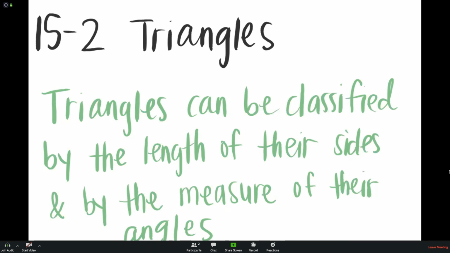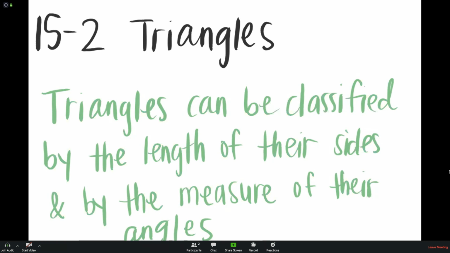Alrighty, so today we're going to be focused on triangles, and we're going to see how to classify these triangles. We're going to see how to name them and how to describe them. And triangles can be classified or described by the length of their sides, so how long and how similar their sides are, and also by the measure of their angles, so how big or small their angles are.